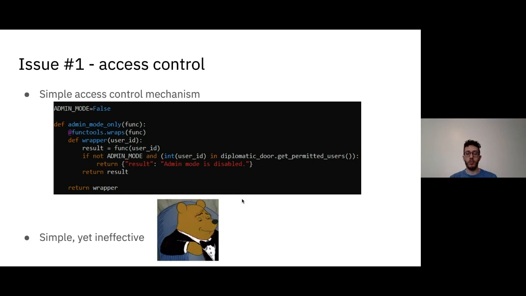So basically, any access that we try to perform on privileged users would be denied with the following message: admin mode is disabled. So this access control mechanism has one very glaring fault in that the action is first performed and only then the actual access criteria is tested.